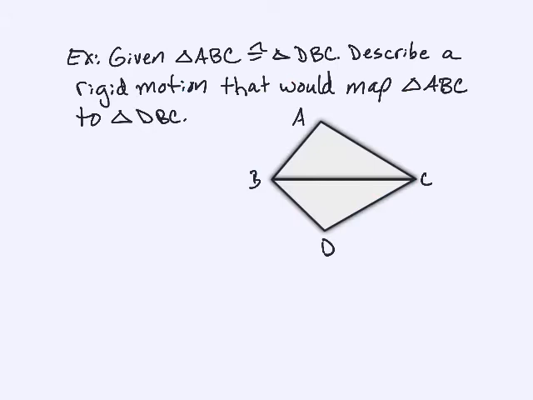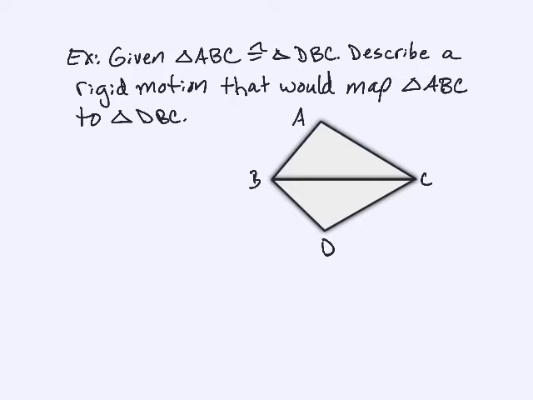So here's an example. Given triangle ABC is congruent to triangle DBC, so we know that they're congruent. Describe a rigid motion that would map ABC to DBC. So if you look at the picture here, I first look at the orientation of the letters. So ABC is counterclockwise. DBC is clockwise. So if you can't just tell from the picture, that is an indirect isometry, so that means there's going to be a reflection. And really, if you can visualize this, if I can reflect ABC over the line BC, then A would map to D, B would map to B, C would map to C, and they would map to each other.